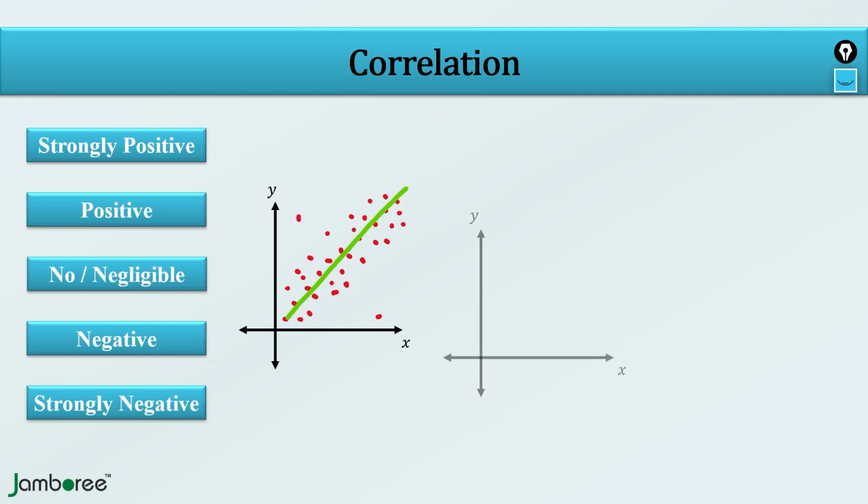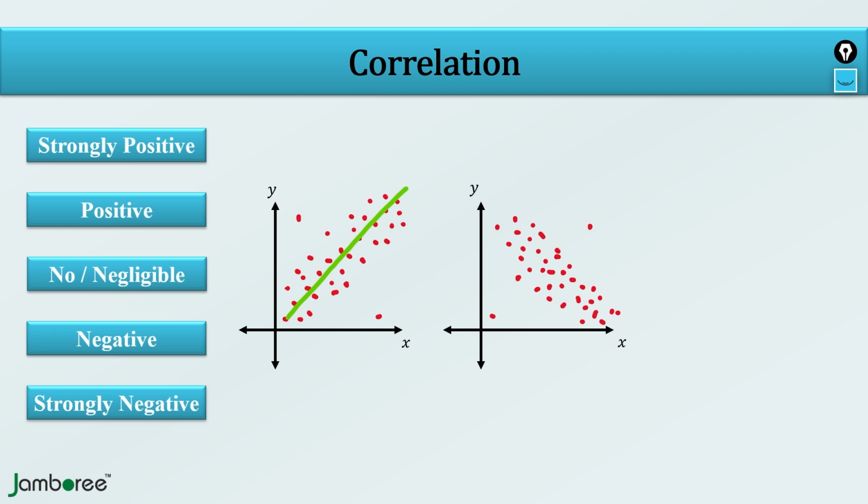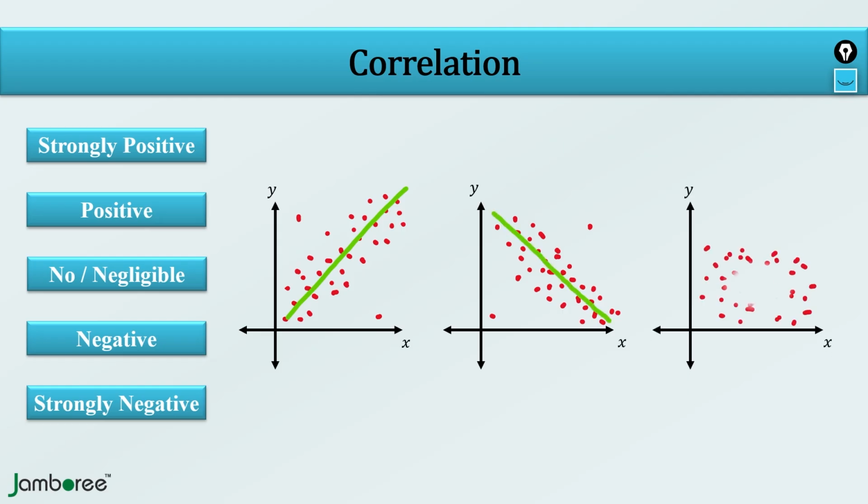Similarly, if the overall sentiment of the graph is with an increase in x, y tends to decrease, it would be a negative or strongly negative correlation. If there is no observable pattern, it would be no or negligible correlation.